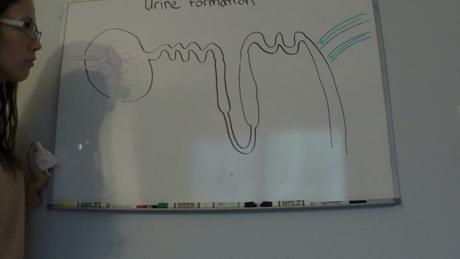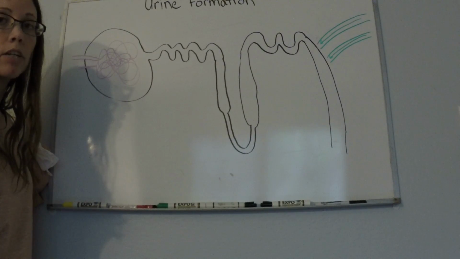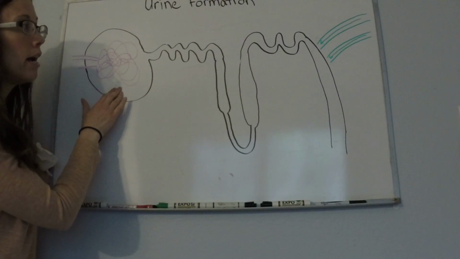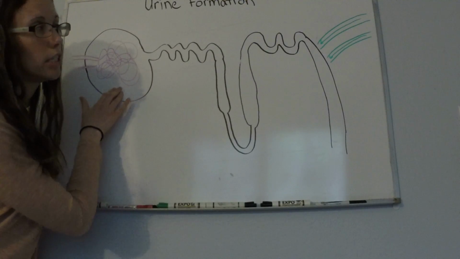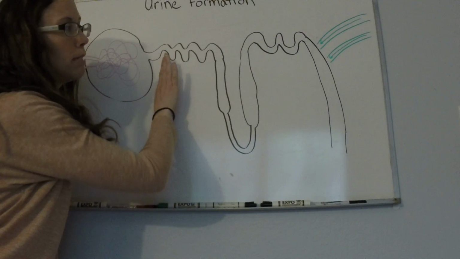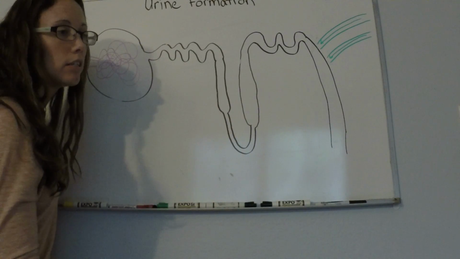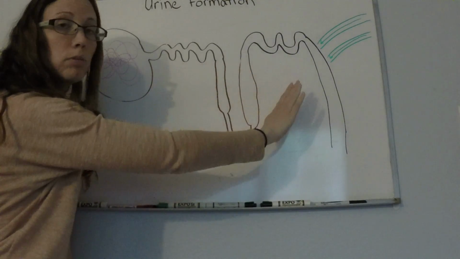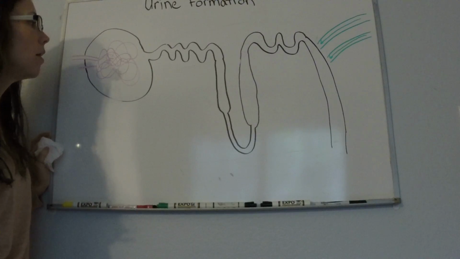So basically, urine formation has 4 steps. Our first step is our glomerular filtration. That's going to be over here in our renal corpuscle. And then we have our tubular reabsorption and our tubular secretion. That's going to occur from our PCT on. And then the last step is our water conservation. Water conservation occurs throughout the entire tubular area, but primarily in the collecting duct.